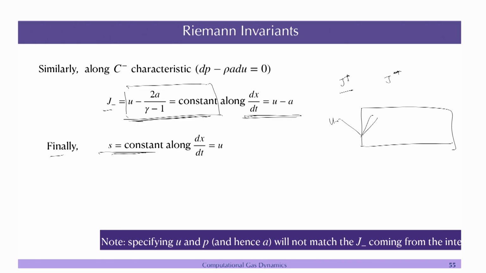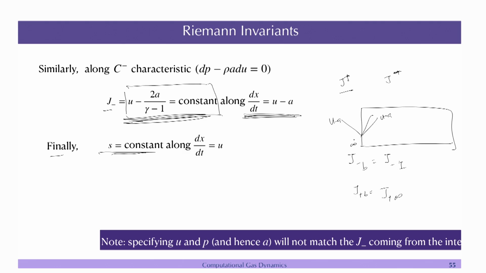So, I am saying that around u minus a the value is constant. Whatever the value at the boundary, let us say my J minus at the boundary will be equal to J minus at the interior point, because that is the Riemann invariant, that is the definition: along dx by dt equal to u minus a, this variable is constant. Similarly, if you look at u plus a, that will be J plus, coming from this side. So, that will be J plus infinity, let us say my infinity condition here.